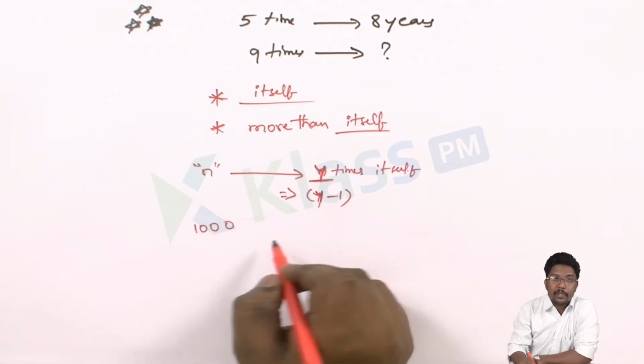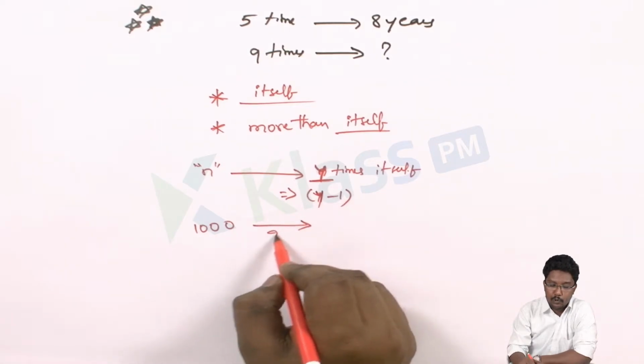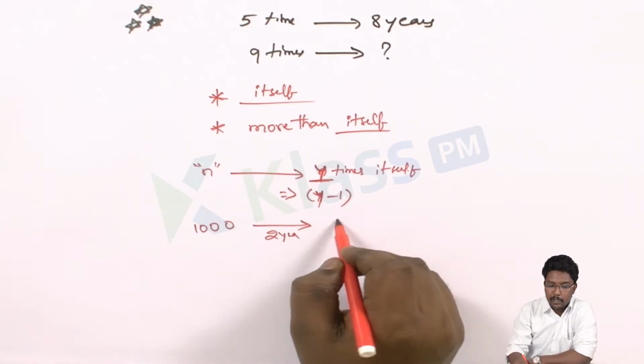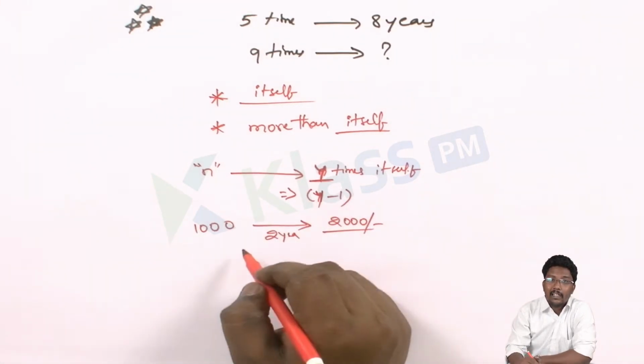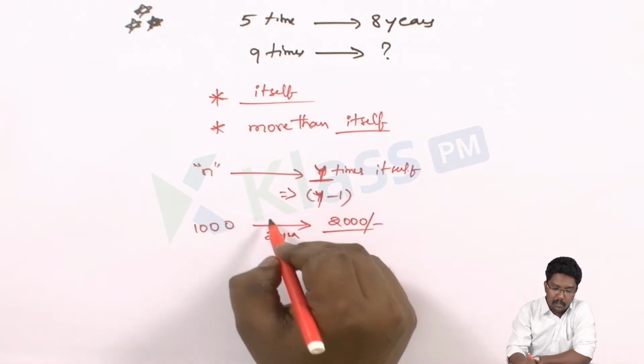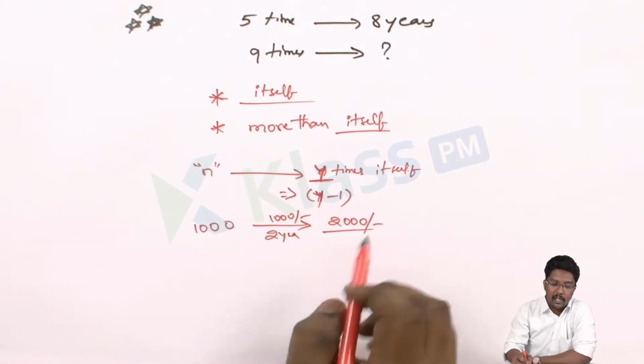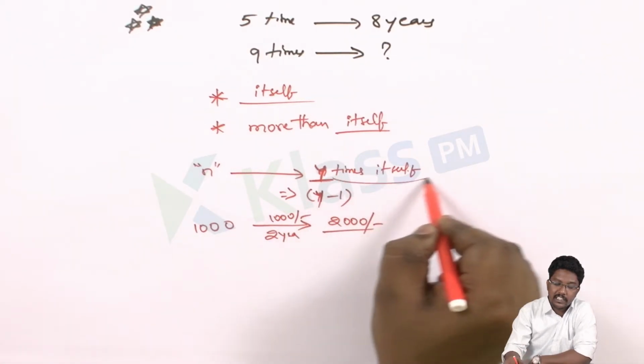I borrowed 1000 rupees. It becomes, after 2 years, 2000. I have to pay 2000. But what is the change? What is the extra amount I have to pay? 1000 rupees. Okay? Itself, when it increases itself.